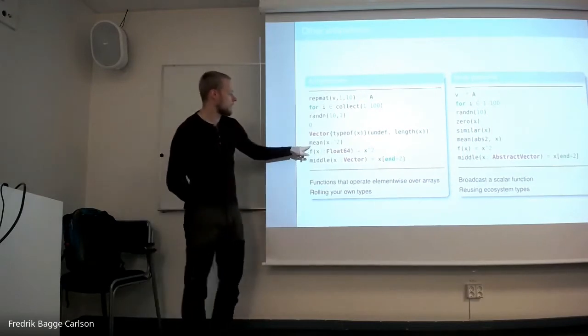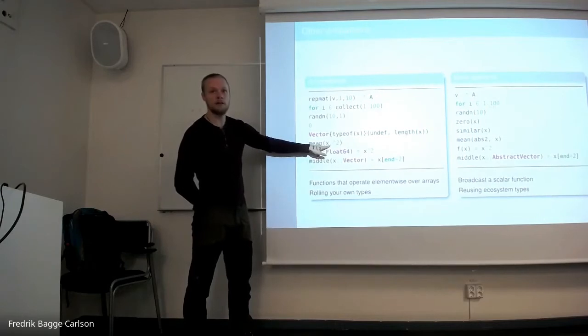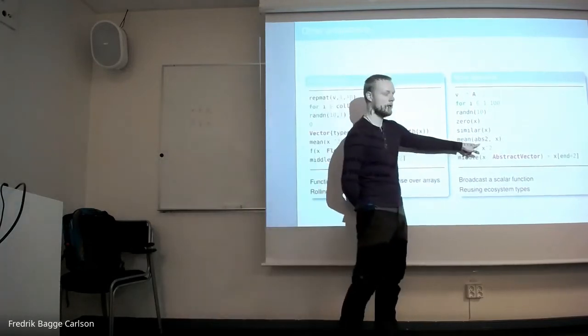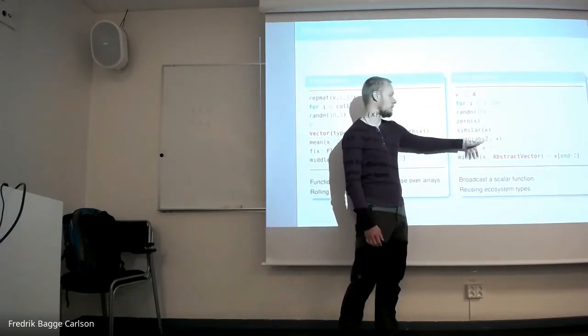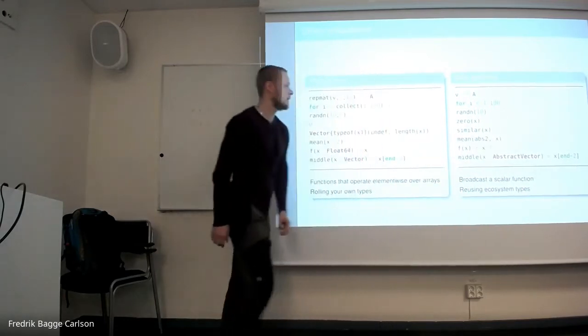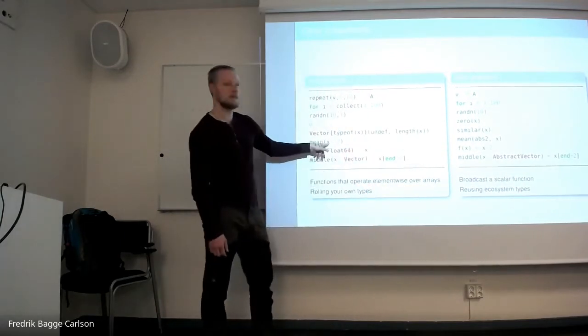This is very common: the mean of the squared values of x. Why is this bad? Because we allocate the vector here. The correct way of doing this is mean with the function abs2. That's just for real values, it doesn't matter. For complex values, it takes the absolute value first, so it applies this function before taking the mean. They compute the same thing, but this one does it without allocation. This one allocates a copy of x.